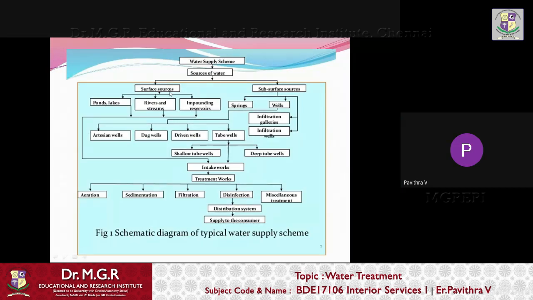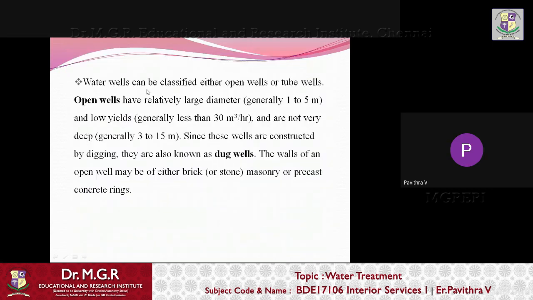So these are the different surface and subsurface sources and how they have been classified. We will just see what are the important ones to be covered in your syllabus. The water wells can be classified as either open wells or tube wells.